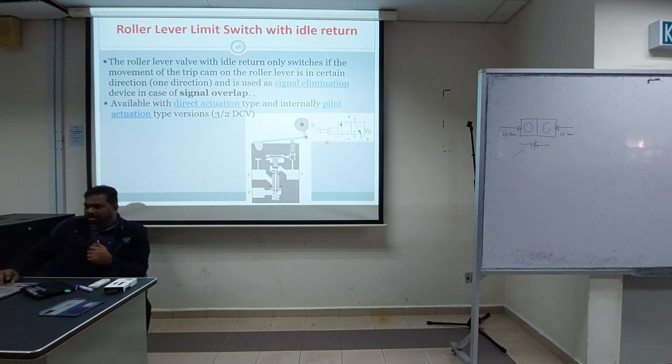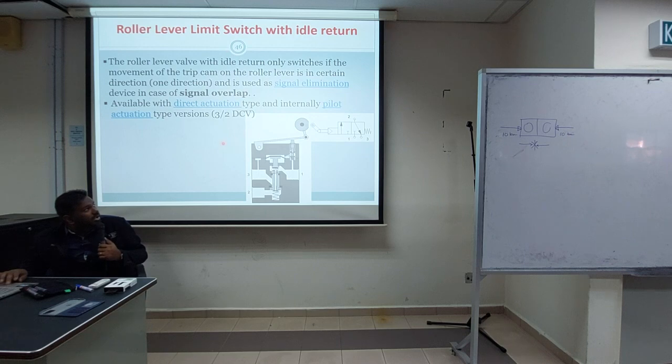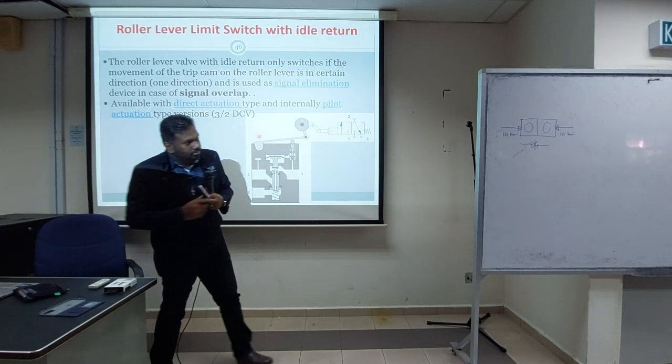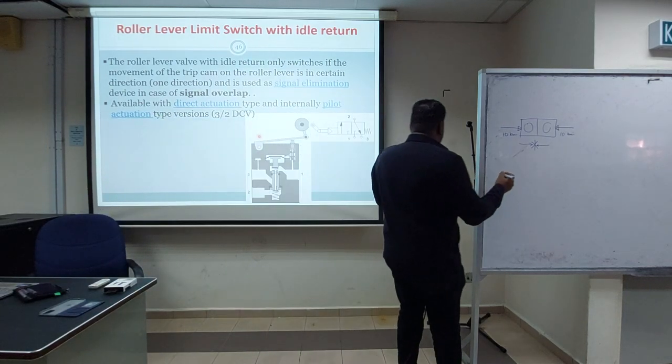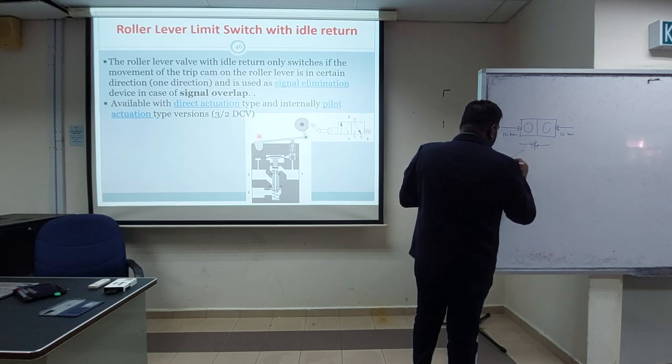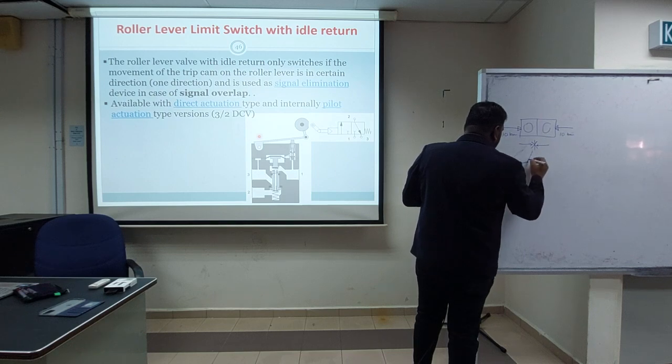So you can click on the valve. Normally there will be a push button or something. Right click, you can choose this. There is a roller valve or an idle return roller valve. So what will happen if the piston... I'll draw it as well. So you have, it looks like this. Okay.